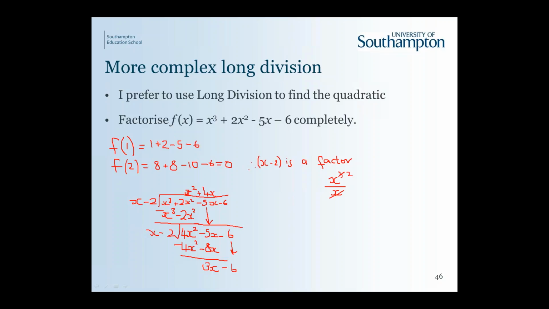So x into 3x is 3 times. So then x times 3 is 3x. Minus 2 times 3 is minus 6. Thank goodness. And I know from doing that, obviously, that it works because I'm left with 0 at the bottom.